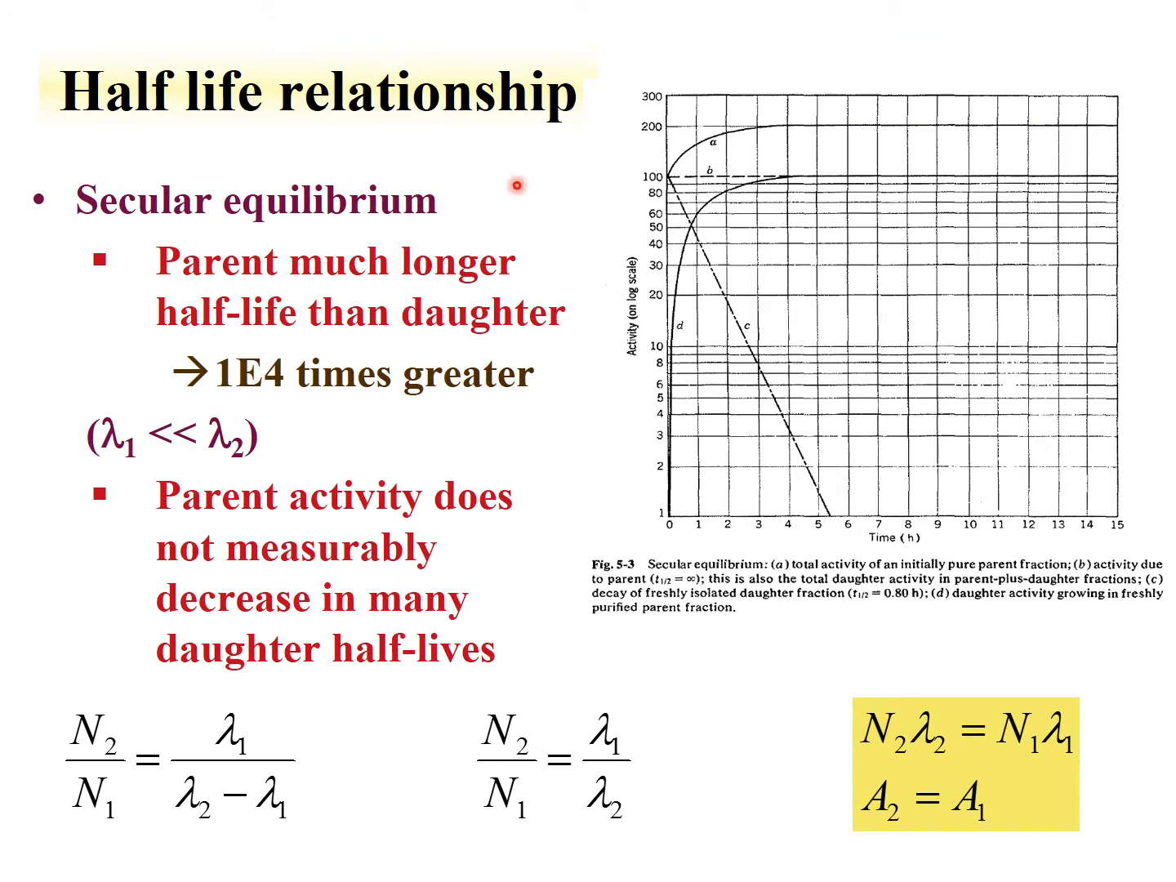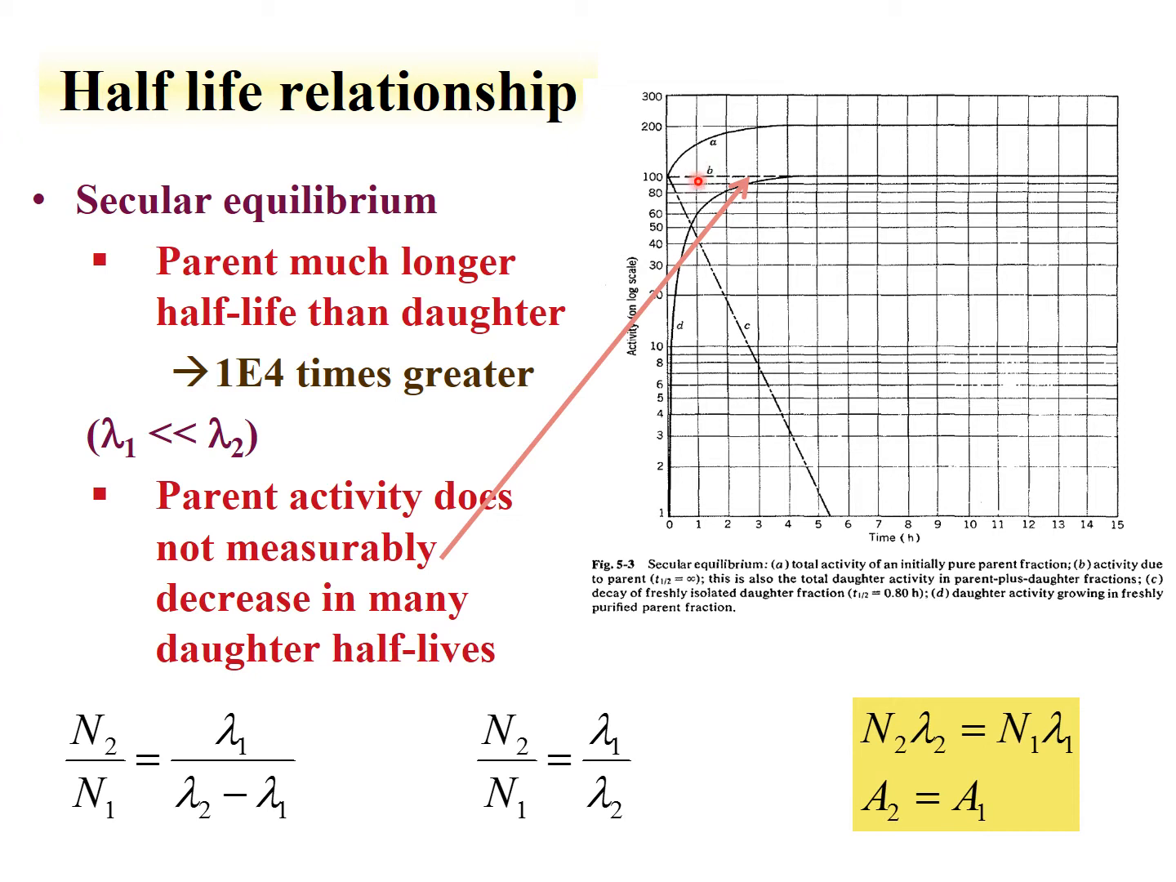Now there's another relationship, secular equilibrium, where the parent half-life is much longer than the daughter half-life, let's say on the order of 1 times 10 to the 4th times greater. So the daughter decay constant is much, much greater than the parent decay constant. In this case, the parent does not measurably decrease in activity over the measured time. See, we have a pretty constant amount of parent. And what this means is that the activity of the parent and the activity of the daughter are going to be based on each other.